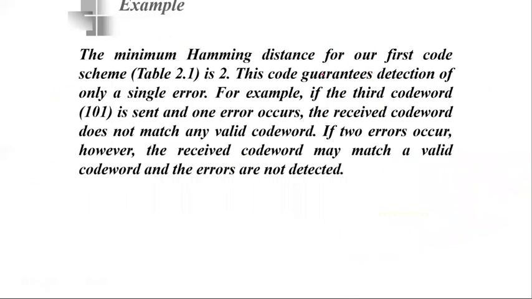Now, the minimum Hamming distance for our first code scheme is 2. The first one that we have seen, C of 3, 2. That is, our code word is of size 3 and the data word is of size 2. So this code guarantees detection of only a single error. For example, if the third code word 101 is sent and only one error occurs, the received code word does not match any valid code word.